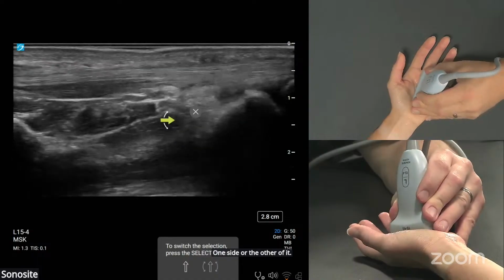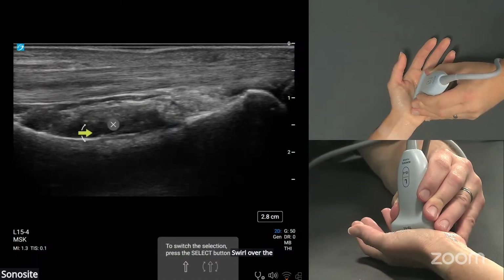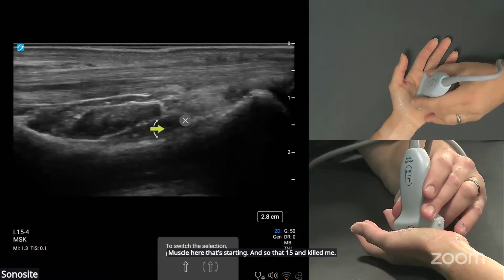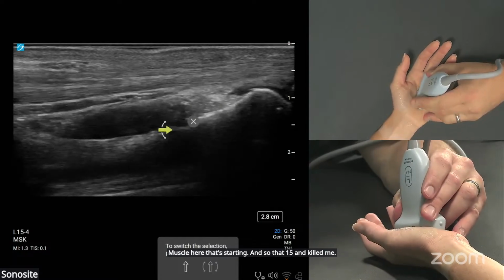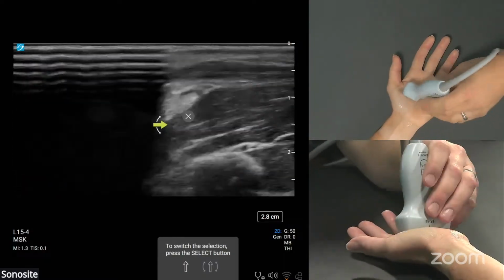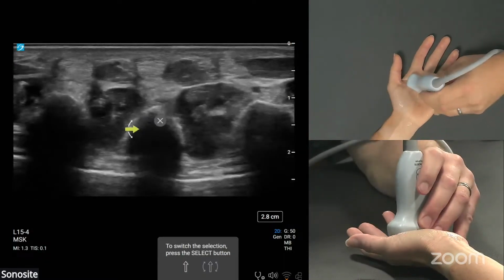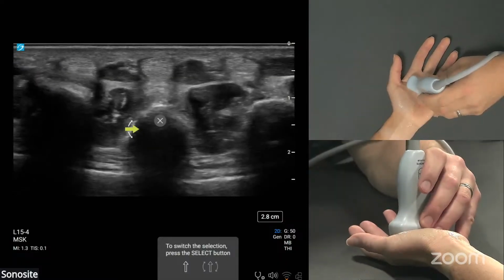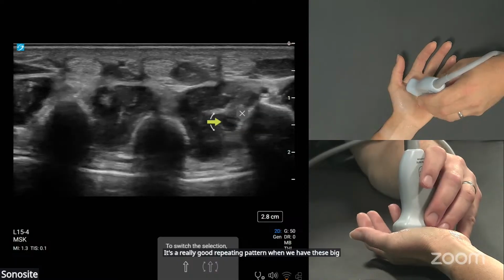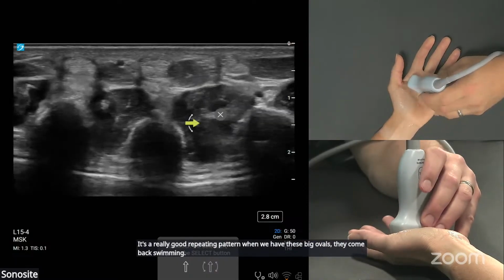We'll get in with that prominence. It's related to the muscle here in the palm that's starting, and so that's the tendon forward. Long shaft of the metacarpals here. And then we'll follow the shadows. It's a really good repeating pattern when we have these big ovals. They look kind of like a snowman, like we have the body of a snowman here.